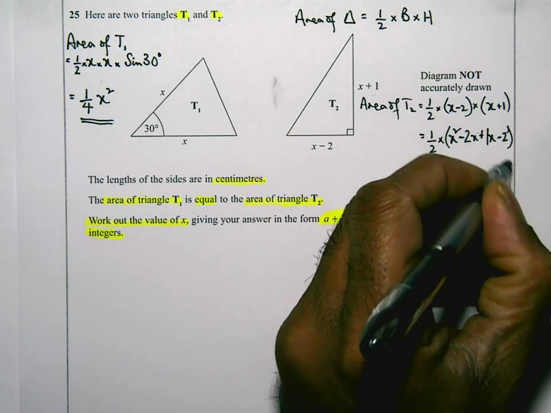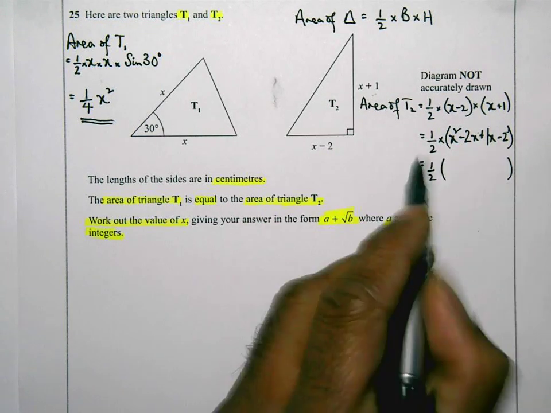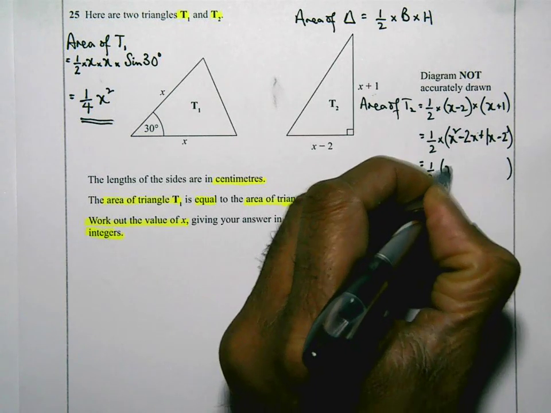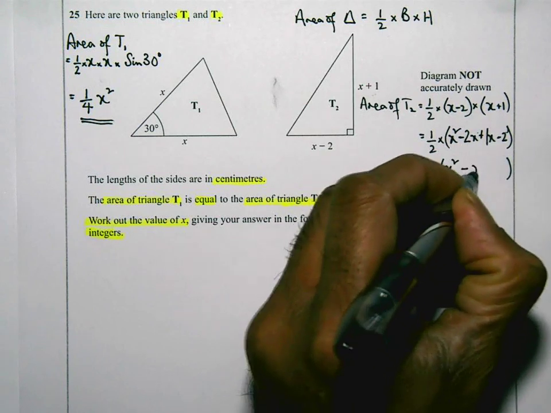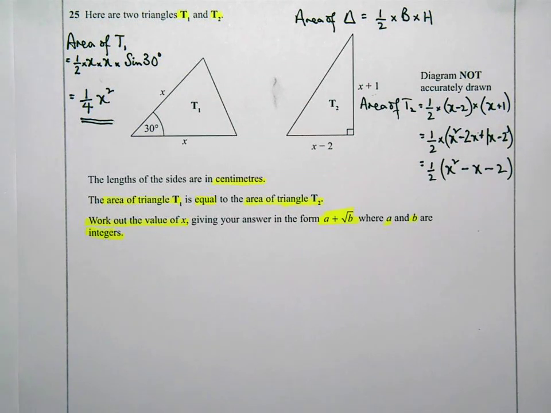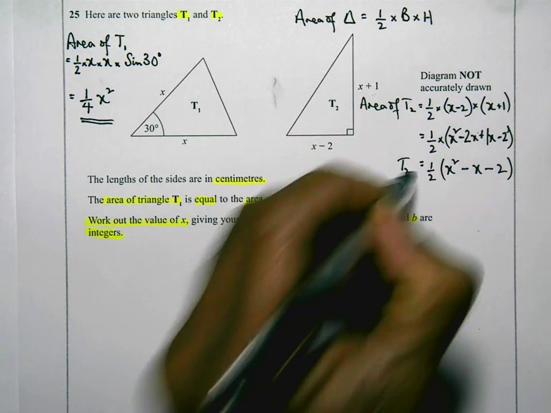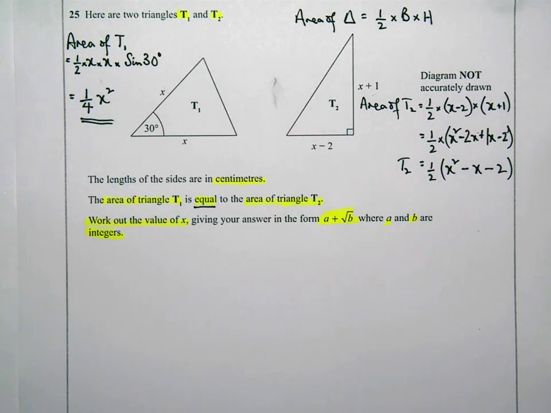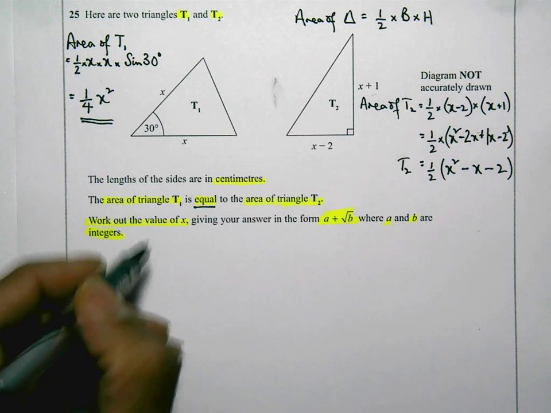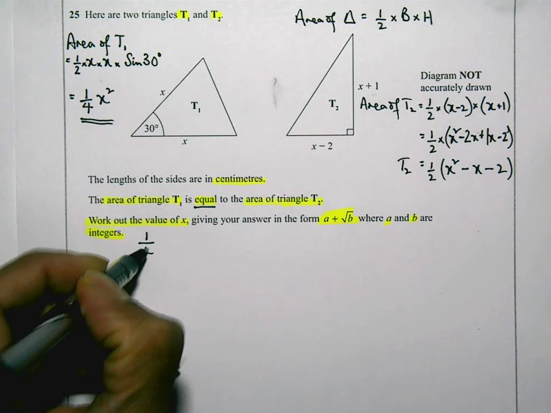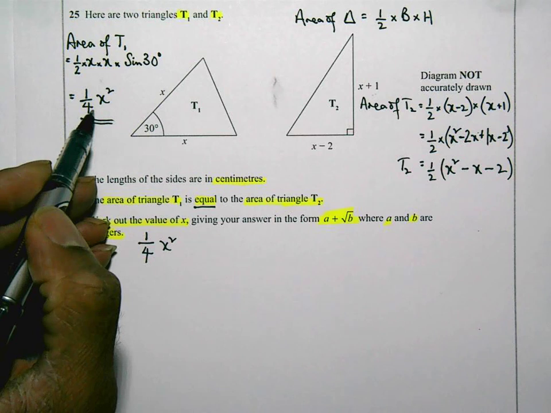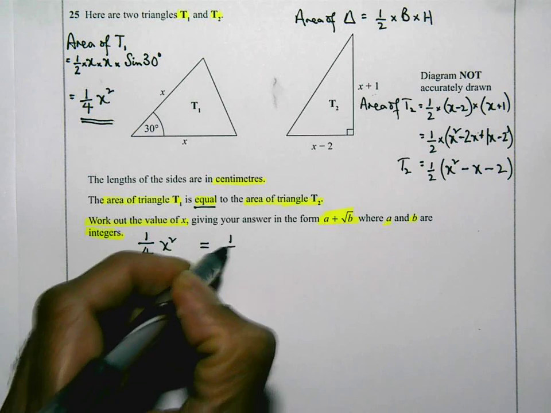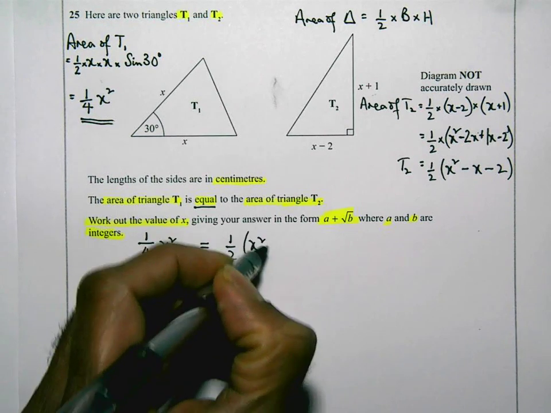I'm going to tidy that up. I'm going to simplify the bits in the middle because I have minus 2x and positive 1x. So tidying that up, that's x squared minus x minus 2. Alright, so that's my area for T2. And one of the things that they've told us in the question is that the areas of both these triangles are equal. So I'm going to write that down here: a quarter x squared, the area of T1, is going to be equal to a half of x squared minus x minus 2.